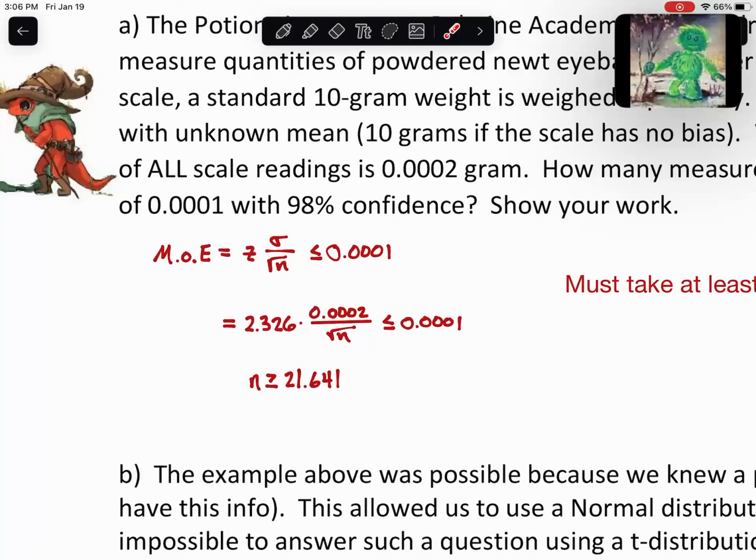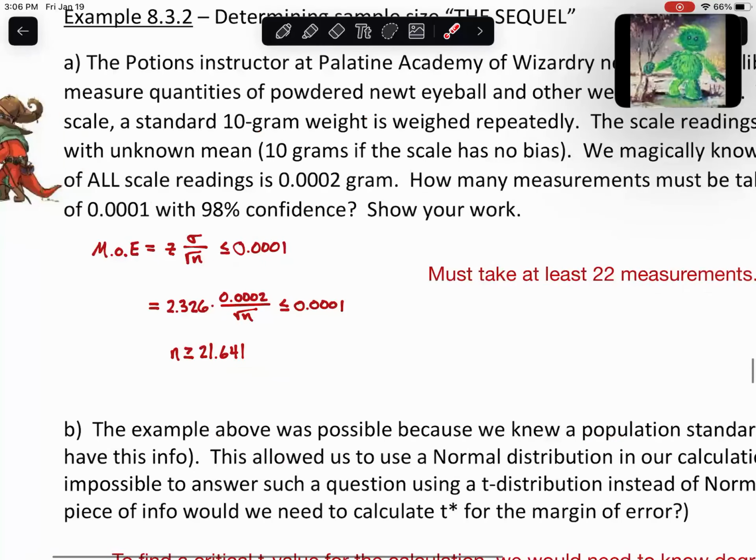Divide the constant on the left side, or excuse me, on the right side back over to the left. And then for a final step, you're going to square both sides. This is where you should end up. Conclusion, we round up to at least 22.